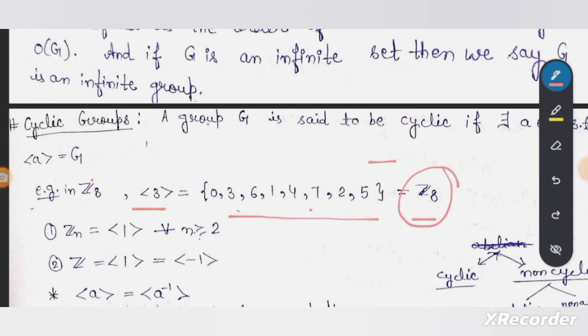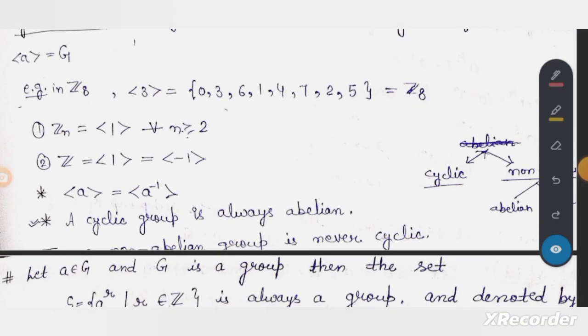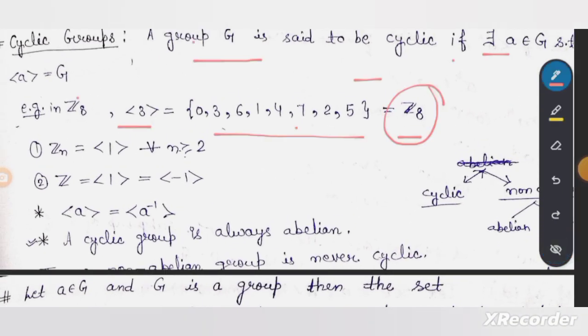What is the definition of a cyclic group? A group G is said to be cyclic if there exists A belongs to G such that the set generated by A equal to G. It is not necessary that all the elements should have this property. If there exists any one element of G such that the set generated by A is equal to G, then we say that the group is cyclic.